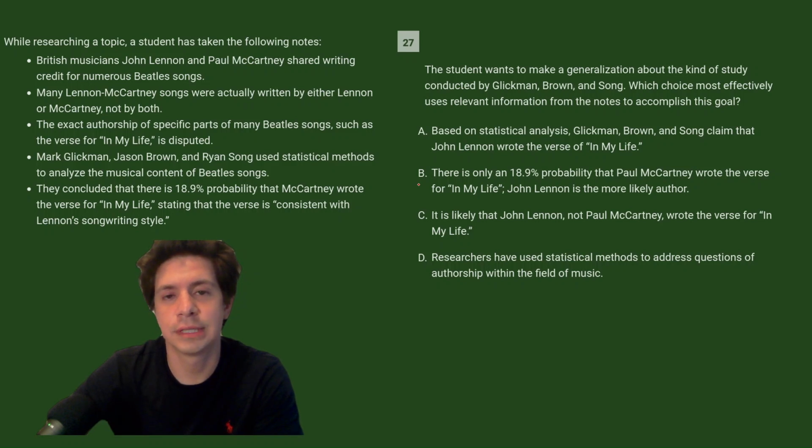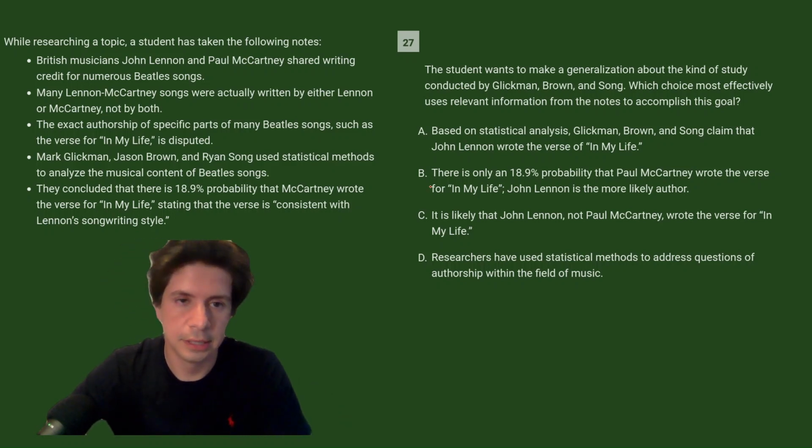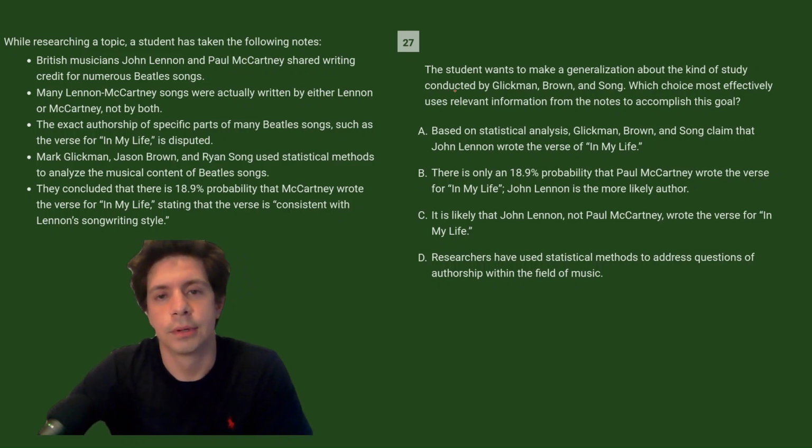So now this is 27 of Module 2A, which is supposedly the easier section, and usually is, but there can still be hard questions on it. So the student wants to make a generalization about the kind of study conducted by Glickman, Brown, and Song. Which choice most effectively uses relevant information from the notes to accomplish this goal? A generalization about the kind of study conducted by them, right?